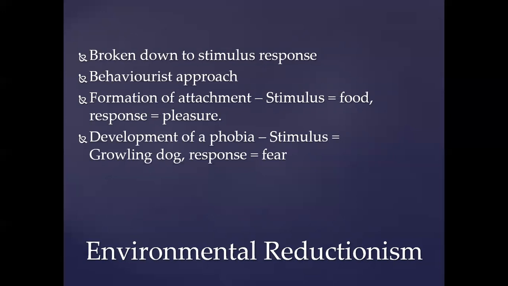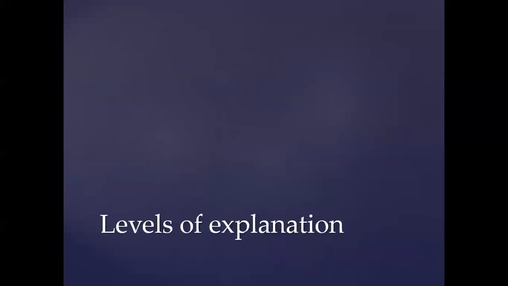We have our stimulus, growling dog, response, fear. So very much your classical conditioning, learning through association. We break it down to the most simplest stimulus, which causes a specific response. Now, within this debate, we look at levels of explanation. And in here, the more complex the explanation, the less likely it is to be reductionist and more likely to be holistic. The more simple the explanation, the more likely it's going to be reductionist.